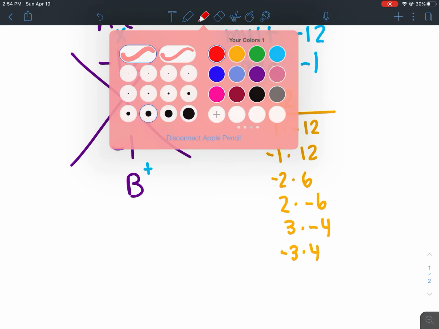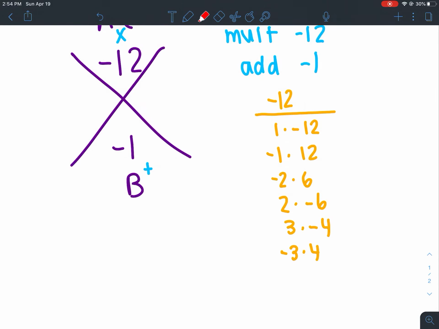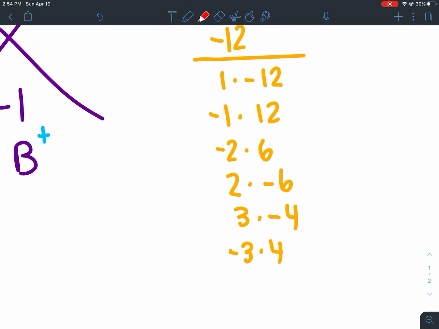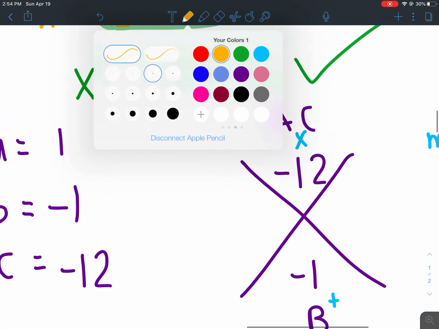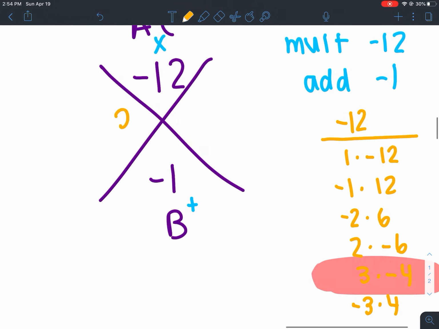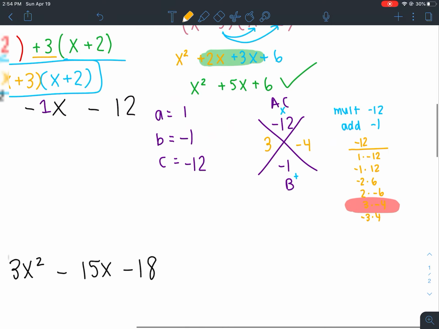Now I've got to figure out which one of these is going to add to negative 1. Does 1 plus negative 12 make negative 1? No. So I'm going to go through all your factors. 3 and negative 4. 3 plus negative 4 makes negative 1. So my magic numbers here are going to be 3 and negative 4. You can't just pick any numbers. They've got to add to negative 1.